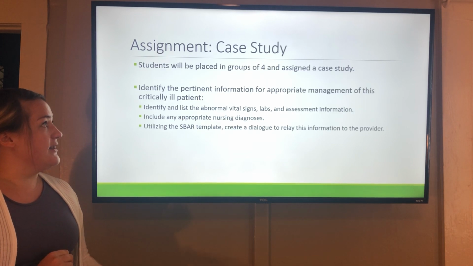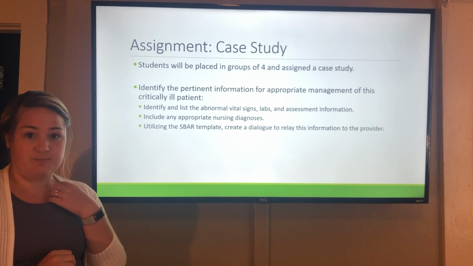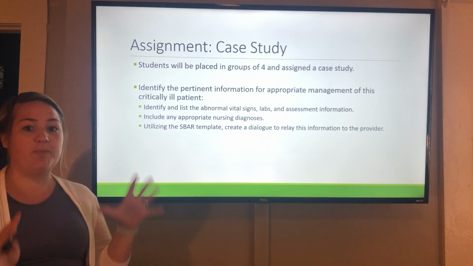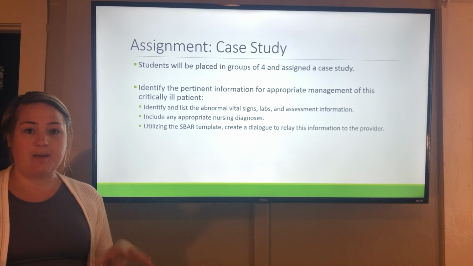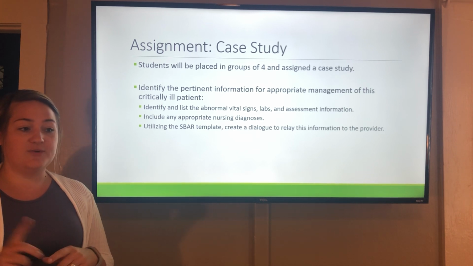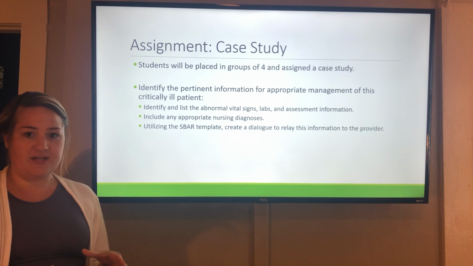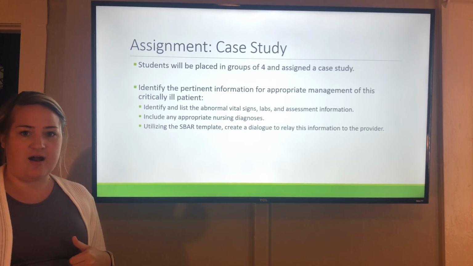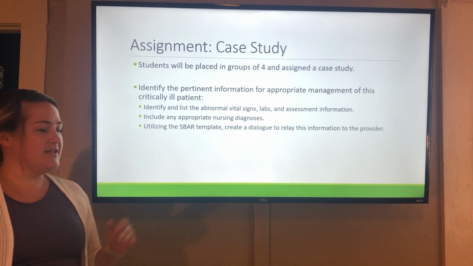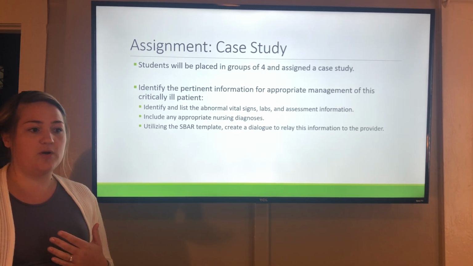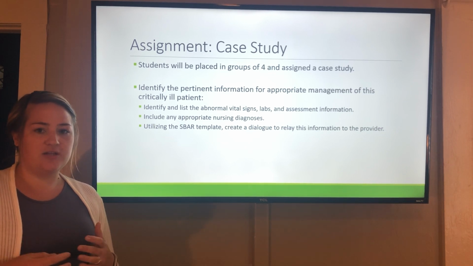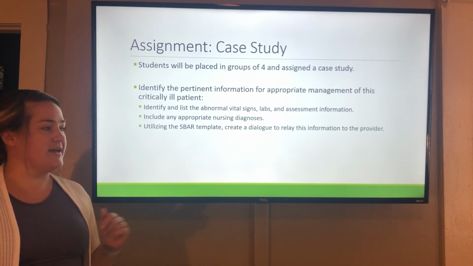So based on this SBAR template, we are actually going to do a case study and group activity. Everyone's going to break up into groups of 4. Each group is going to get a different case study, and I want you to answer the questions that are on there, and then utilizing the template, I want you to practice with one another, pretending to be a nurse and a physician calling each other about this patient utilizing SBAR.